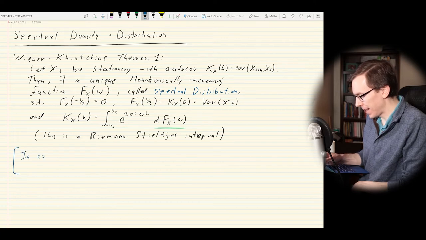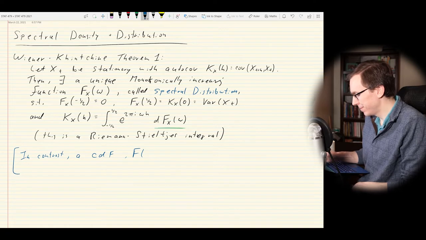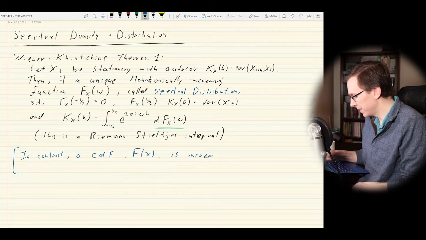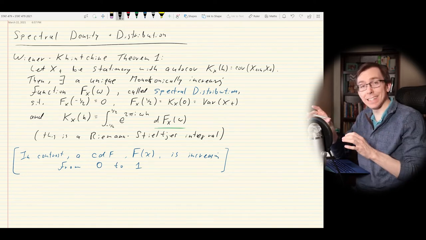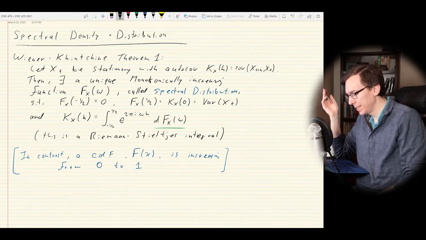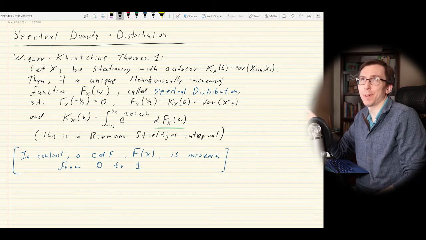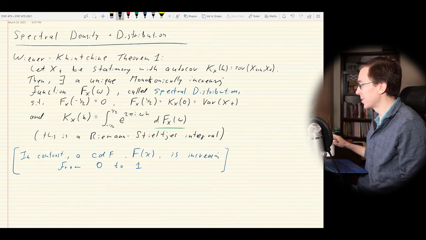Recall, in contrast, a CDF F(x), say, is increasing from 0 to 1. So it has a similar connotation, but it is a different object here. It's still an increasing function, but it goes from 0 to the variance. I guess if you normalized it by the variance, then it would look more like a proper CDF. But we're not doing that right now.